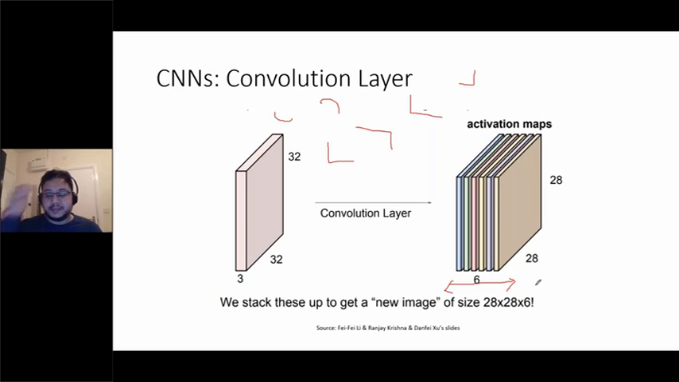We don't have anything else. It's just the number of neurons: for each neuron, we get 1 activation map. So if we have 6, we get 6. The color is only in the beginning.